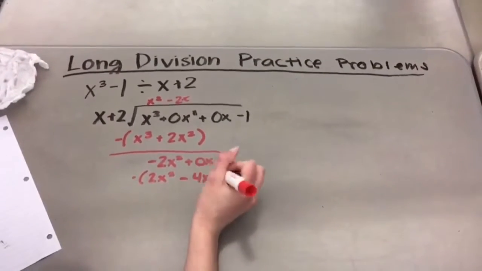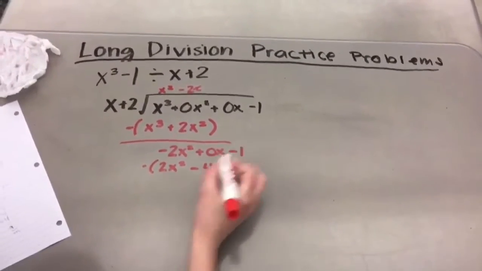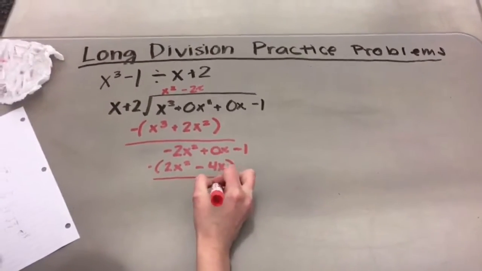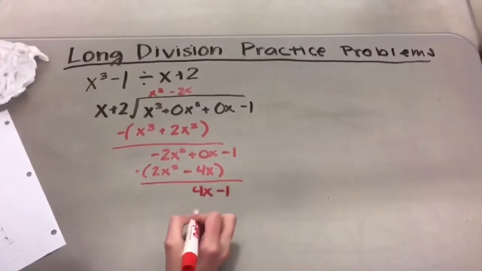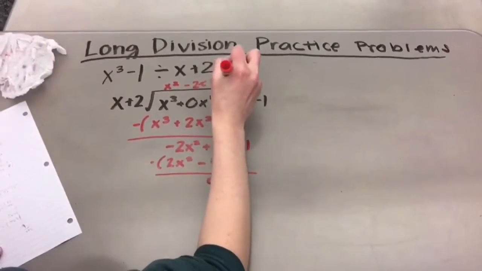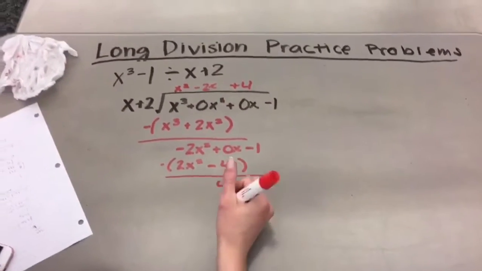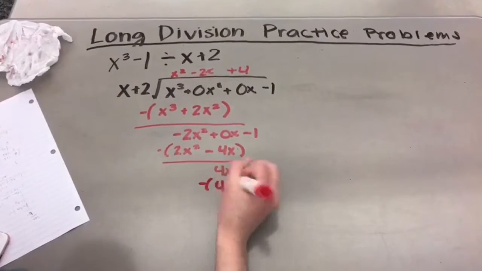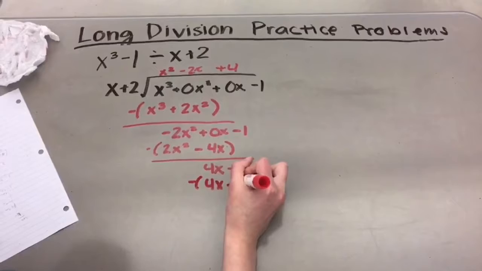and you find a value to cancel out the minus 2x squared. In this case, minus 2x. Minus 2x times x is minus 2x squared. 2 times minus 2x is minus 4x. You subtract minus 2x squared from minus 2x squared and negative 4x from 0x. It comes out as 4x minus 1.